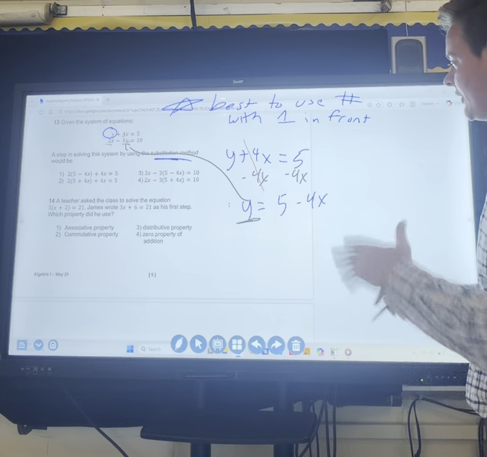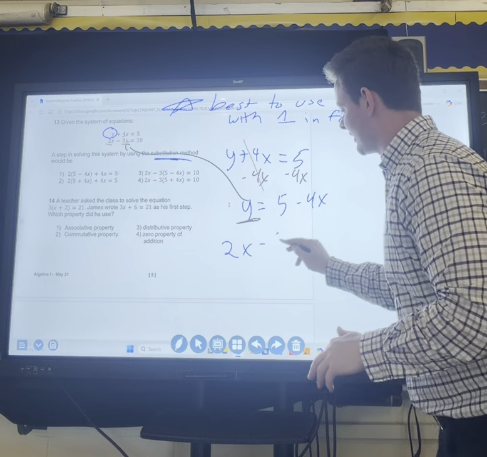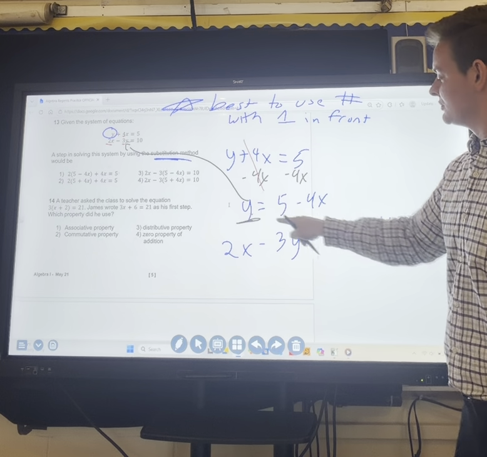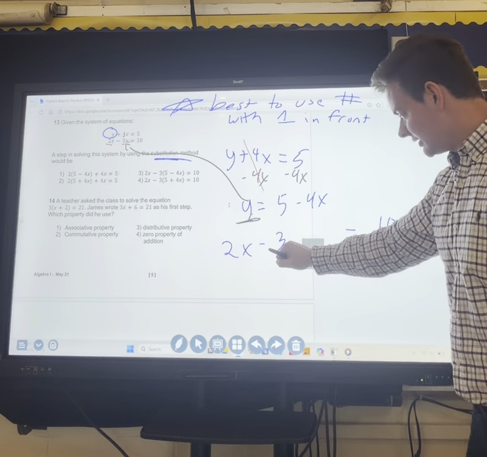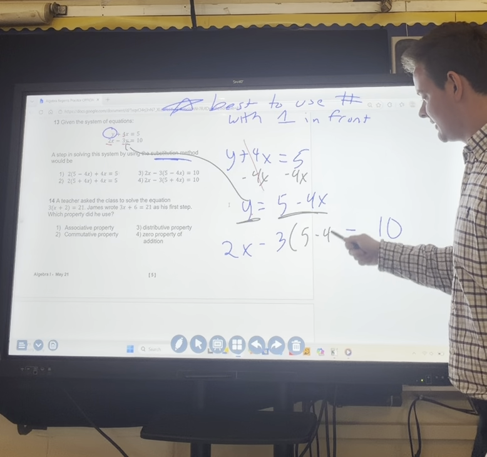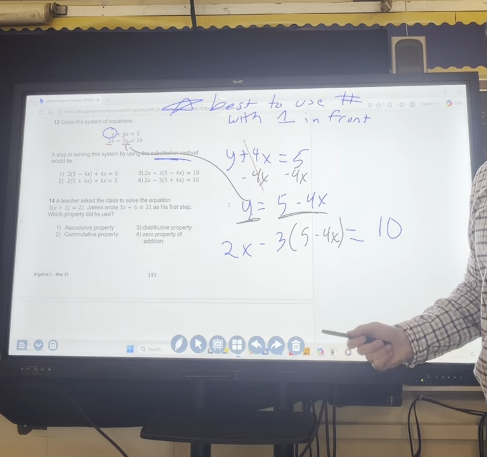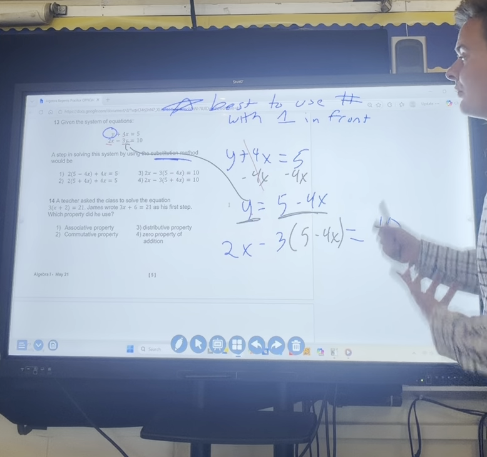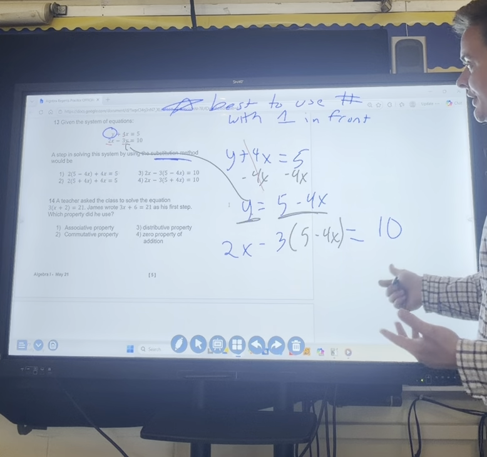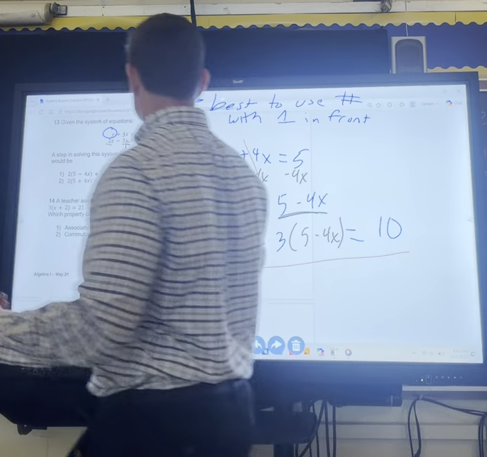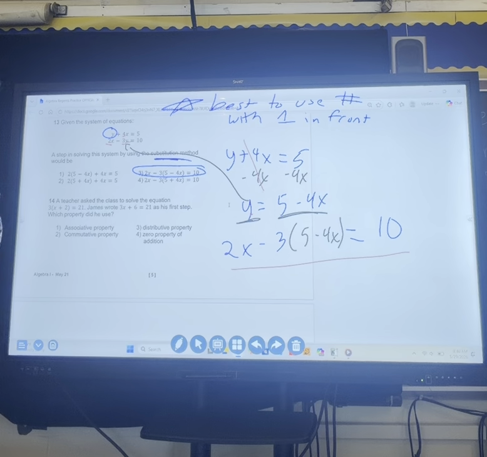Once I have this y by itself, I can take this y and plug it in to that y there. So my equation is 2x minus 3y equals 10, but I'm physically going to replace this y, erase it, and put what the y is in its place. I could keep going if I want to actually solve the question, but I'm done here. I want a step in the process. This matches 3 exactly, so I'm done.